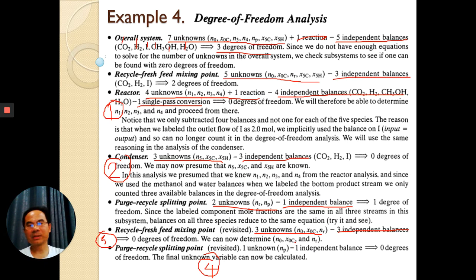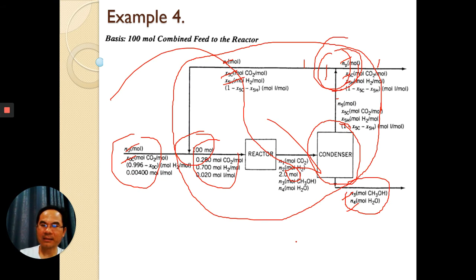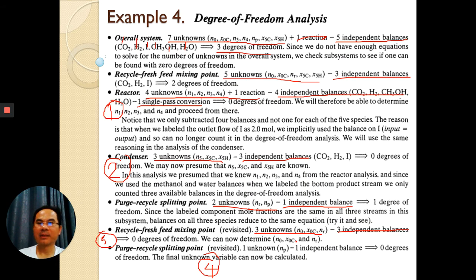In conclusion, it is not necessary to balance the overall process, because you cannot solve it that way. The first step, you balance on the reactor. The second step, you balance on the condenser. The third step, you balance on the recycle mixing point, and the last step, you balance on the recycle splitting, and then you can know all of the unknowns.